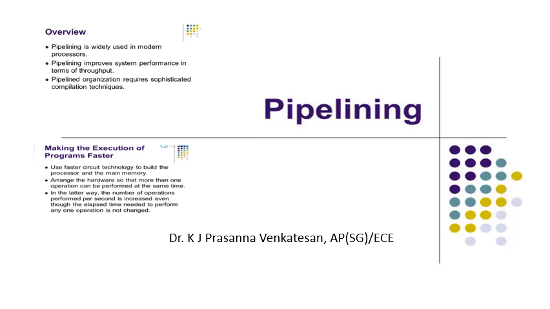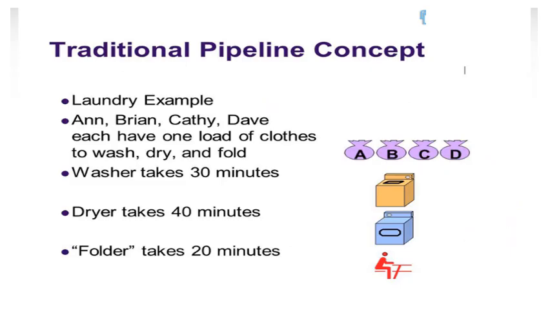Pipelining is a particularly effective way of organizing concurrent activities in a computer system. The basic idea is very simple. Let us take an analogy. Here in this analogy, Anne, Brian, Kath and Dave each have one load of clothes to wash, dry and fold. Let us assume that the washer takes 30 minutes, the dryer takes 40 minutes and the folder takes 20 minutes.